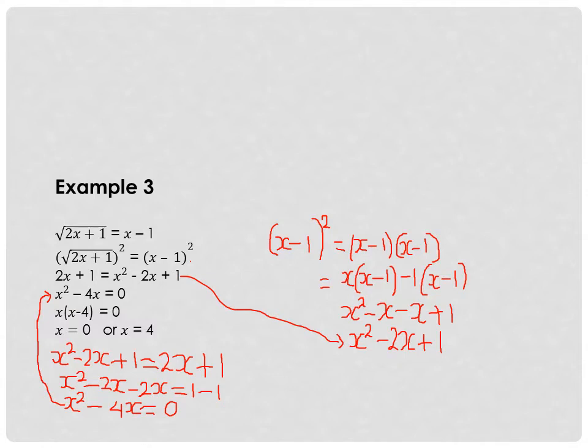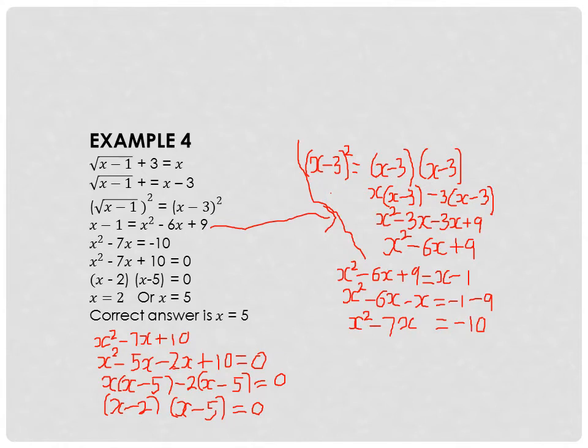Now we take out the common factor. The common factor is what? X. So x in the bracket, x minus 4 is equals to 0. Now we take x is equals to 0, or x is equals to positive 4. Please look at example 2 and you will see how I got x is equals to 0 or x is equals to positive 4.